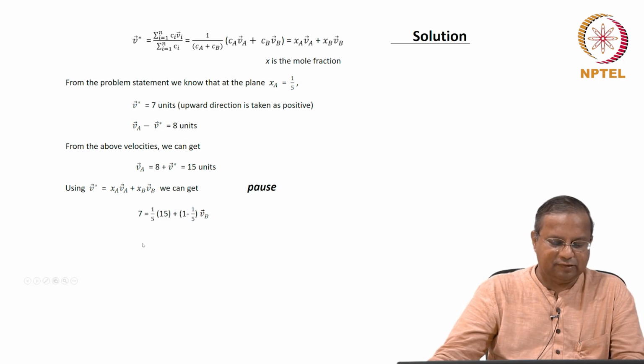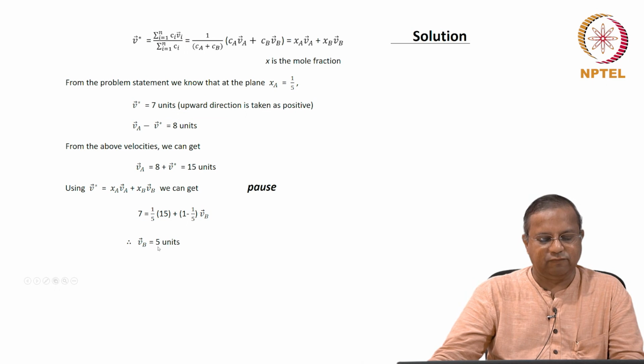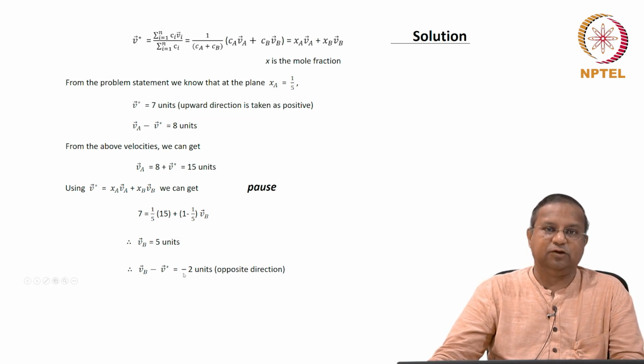Hopefully, you got this. V star is 7 units, X_A is 1/5, right, 0.2, V_A was 15 units, and X_B is 1 minus 1/5, it's 4/5, V_B. Therefore, if you do the algebra here, you work this out, you will get V_B is 5 units. Therefore, V_B minus V star, since we already know V star is 7 units, is minus 2 units.